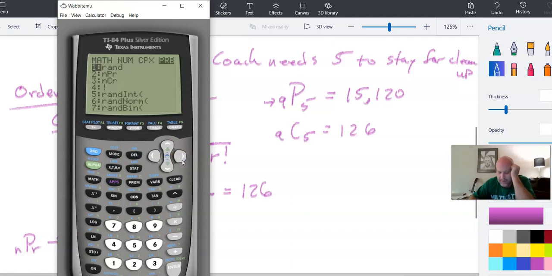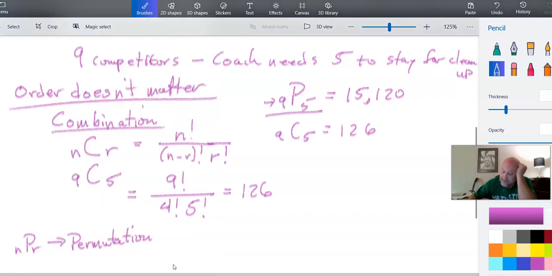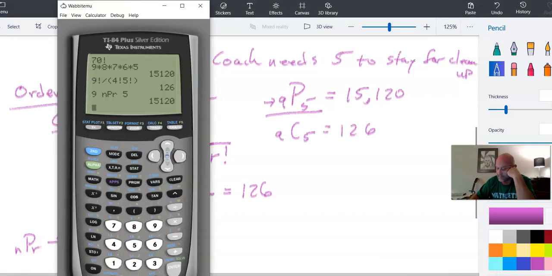We go to probability, and you notice the second choice says NPR. So we can hit 2, and then we need the second number, which in this case is 5, and then we hit enter, and then we get 15,120. So it plugs directly into the calculator, right? It's not a problem.